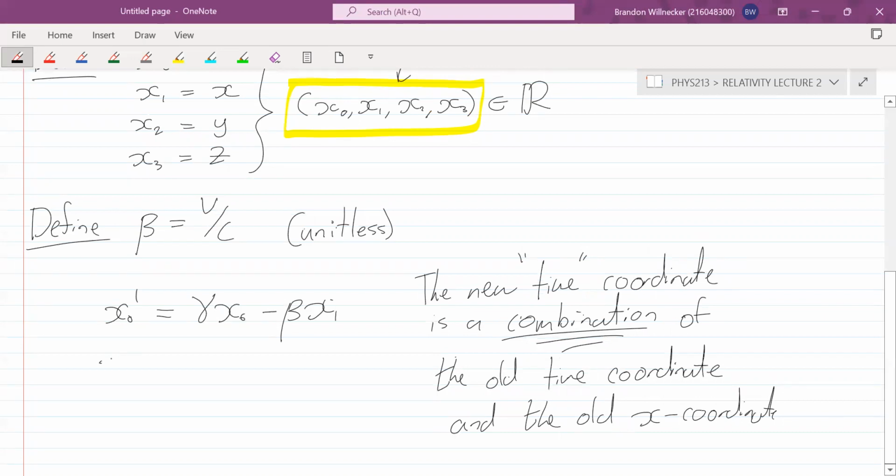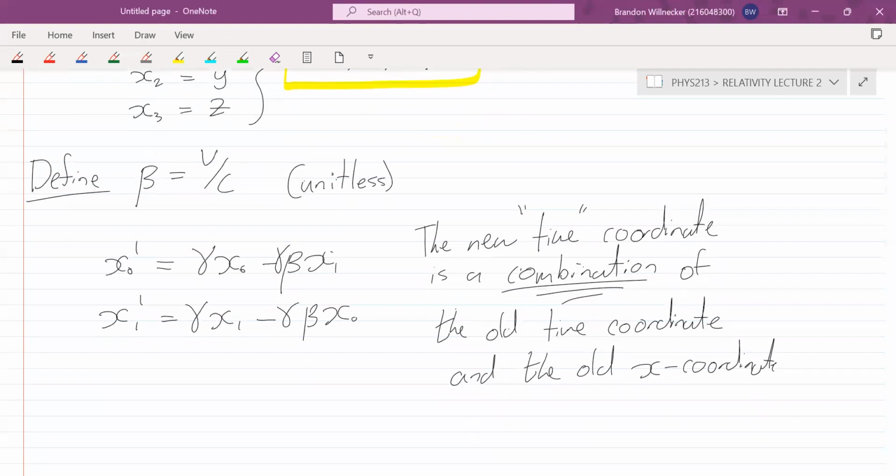Then x1 prime is going to be, sorry, there's a gamma missing there: gamma x1 minus gamma beta x0. You see, again, we've got this mixing here. So in the prime coordinates, what you call x, that's your x direction, for me is actually a mixture of time and space. It's a combination of things. I'll draw a diagram now illustrating this.